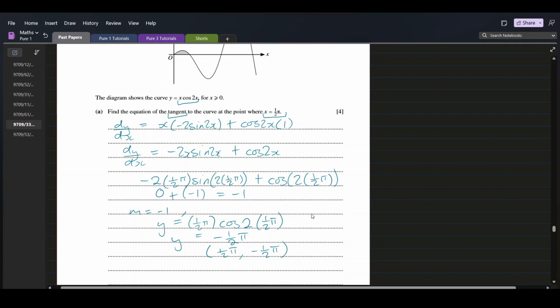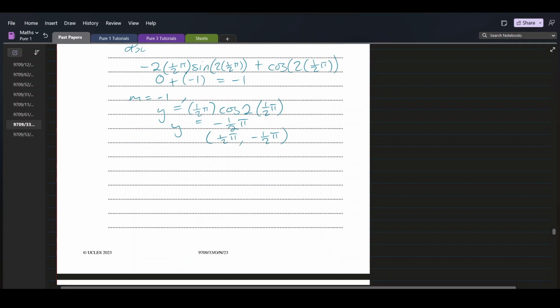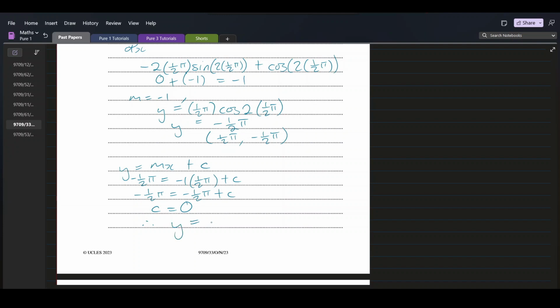Now that we have the gradient of the tangent and a set of coordinates, we can find the equation of the tangent using y equals mx plus c. So y is negative 1 over 2 pi, our gradient is negative 1 and x is 1 over 2 pi, plus c. So that's negative half pi is equal to negative half pi plus c. If you take negative half pi to the other side, it will cancel out and c is equal to 0. Therefore, the equation of our tangent is y equals negative x. And that's our final answer.